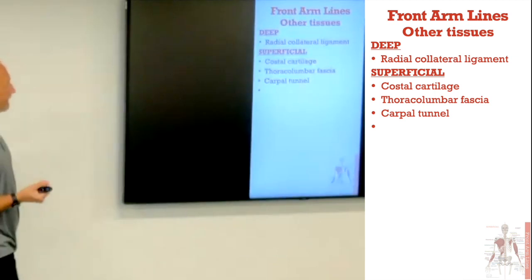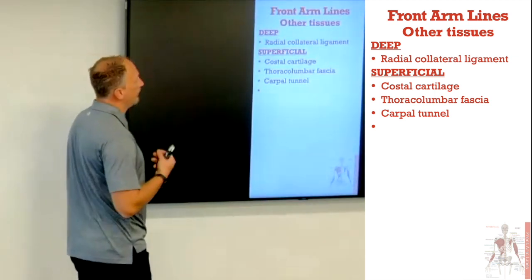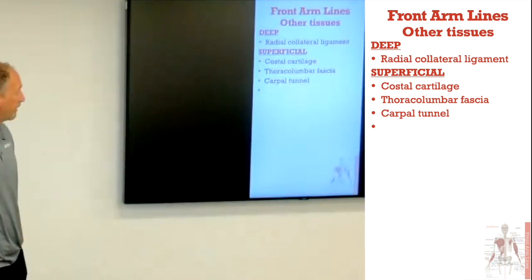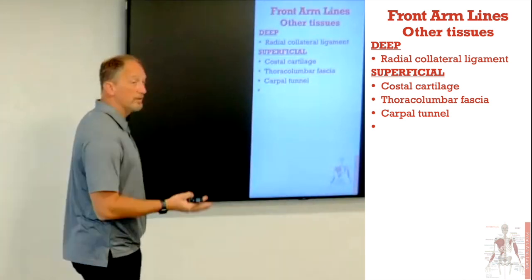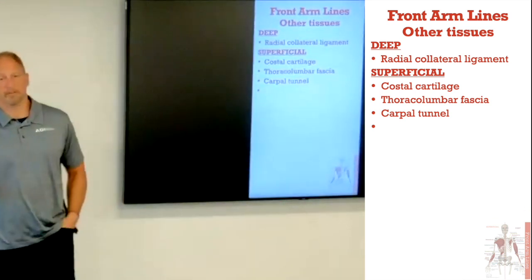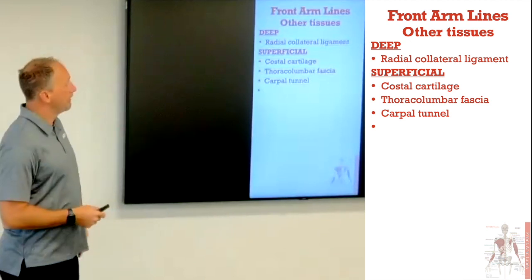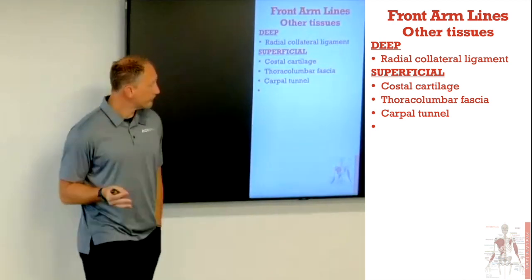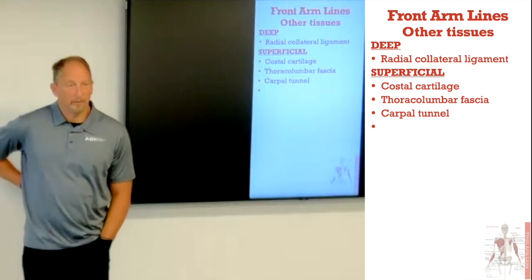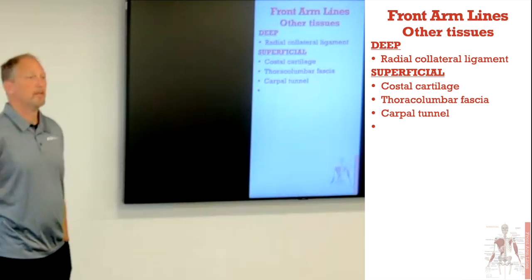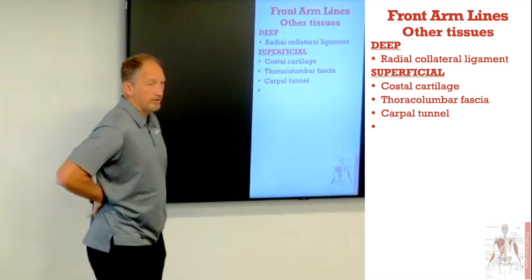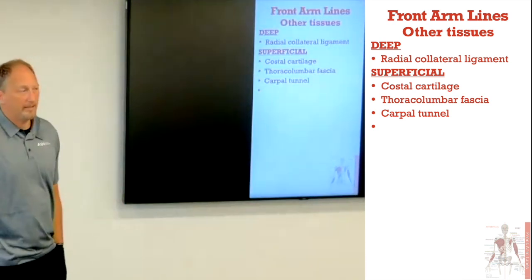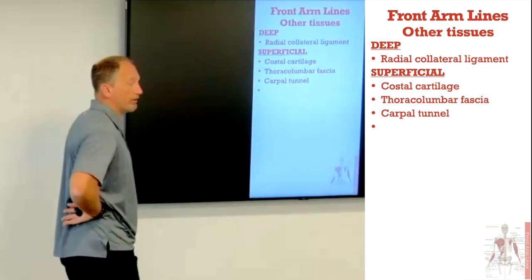As far as other tissues, at the wrist we have the radial collateral ligament, the costal cartilage, the thoracolumbar fascia in our low back, and then the carpal tunnel. So once again, we think arm line, we're just thinking here. Because of the lat's involvement in the superficial front arm line, we have a direct tie-in to what's going on in the low back: thoracolumbar fascia down into the sacrum, the actual lat itself attaching onto the posterior aspect of the iliac crest.